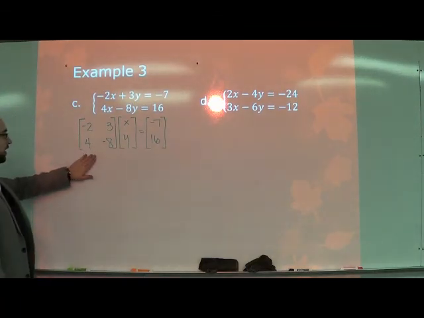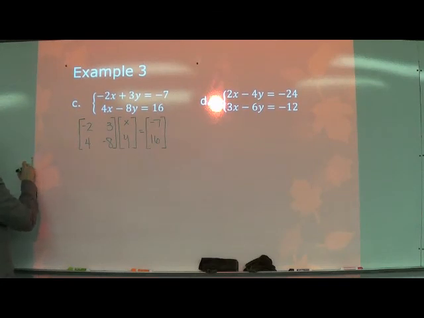Again, we want to start by finding the inverse of this. So to find the inverse, we do 1 over its determinant. So we have 16 minus 12 times, we switch the negative 8 and the negative 2 and make these ones negative. So we end up with 1 over 4 times negative 8, negative 3, negative 4, and negative 2.